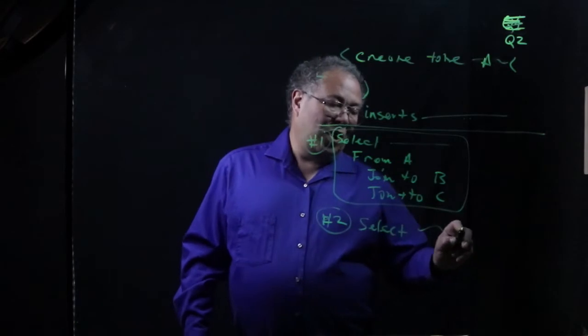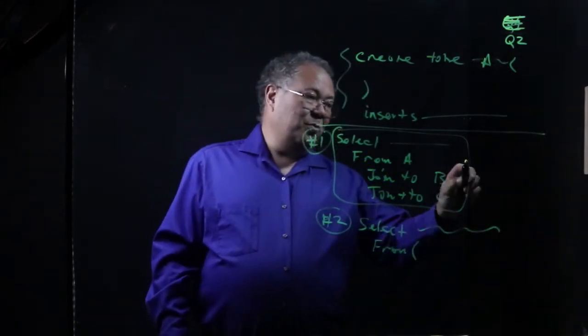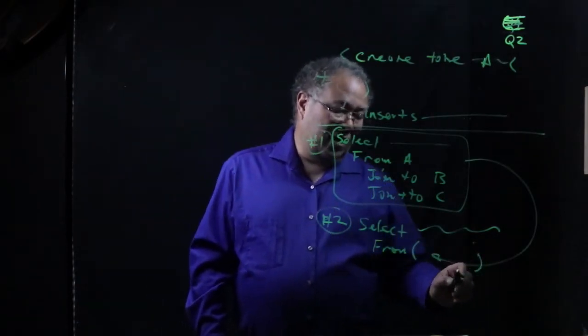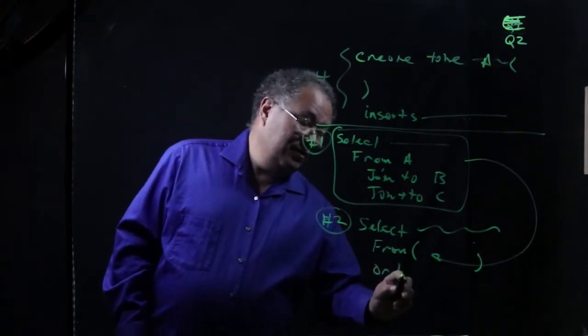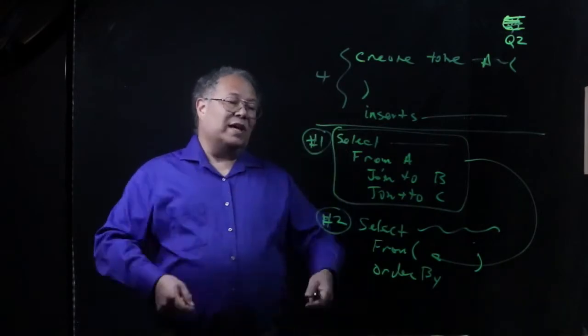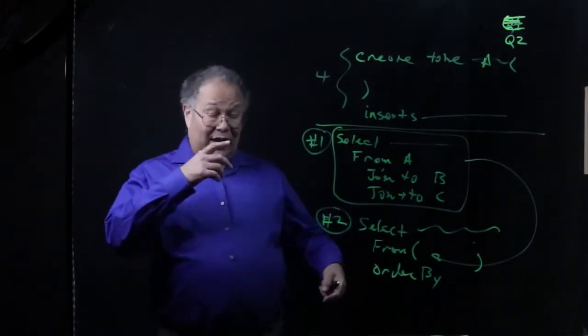Step 2 is to take this query up here that you have built and do select some columns out here from, and you're going to put that whole query inside the from. And when you do that, then you can say order by, and you're going to order by to sort the data. And this allows you to group and re-massage the data after you've done it.